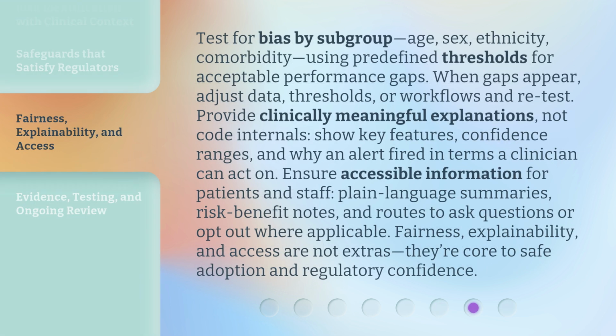Test for bias by subgroup: age, sex, ethnicity, comorbidity, using predefined thresholds for acceptable performance gaps. When gaps appear, adjust data, thresholds, or workflows, and retest. Provide clinically meaningful explanations, not code internals. Show key features, confidence ranges, and why an alert fired in terms a clinician can act on.